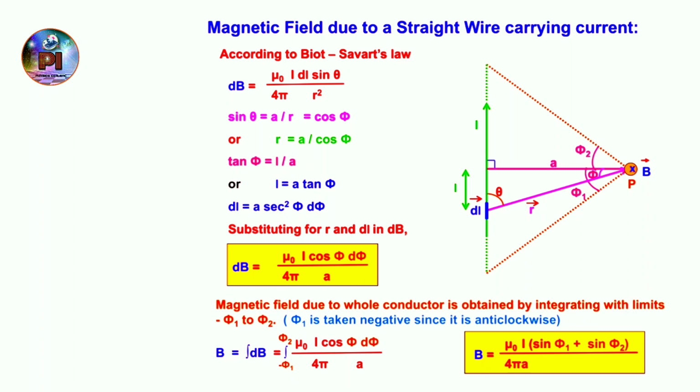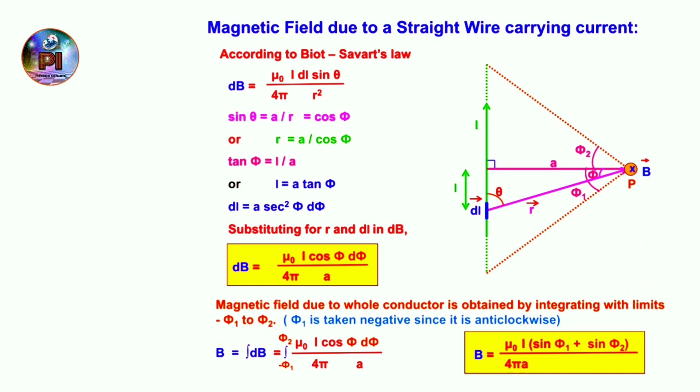dl equal to a sec square phi d phi. Sorry, it's not I, it's l, the length of the wire we are taking, the small length of the wire. So dl equal to a sec square phi d phi. Now substituting for r and dl in dB, we get dB equal to mu naught upon 4 pi, I cos phi d phi upon a.